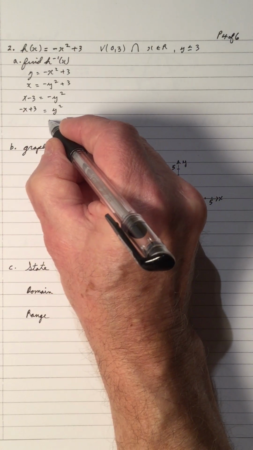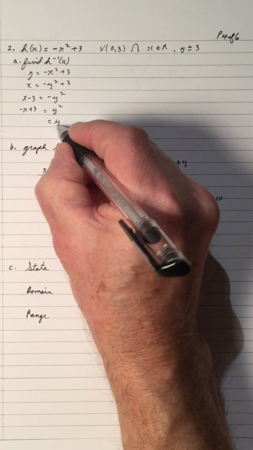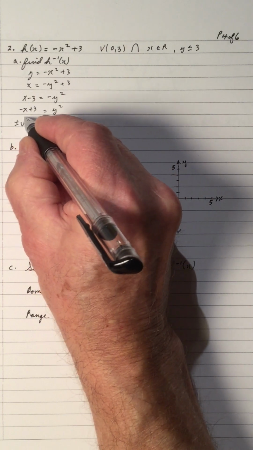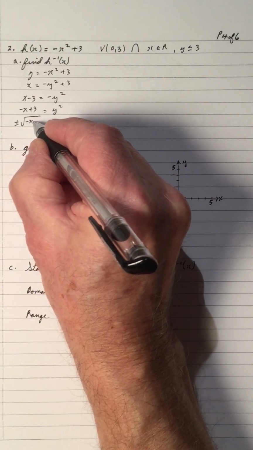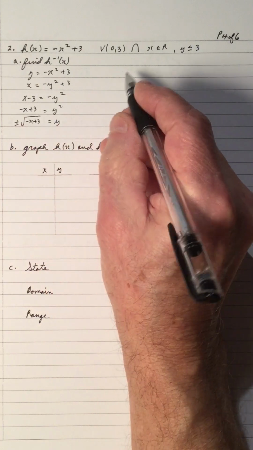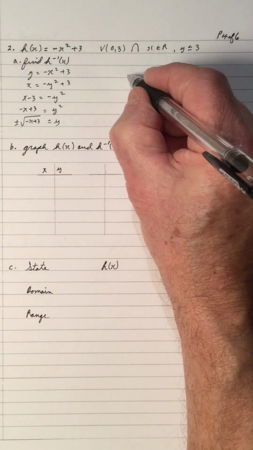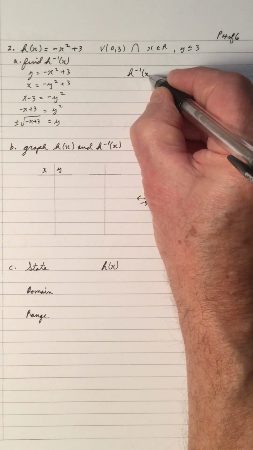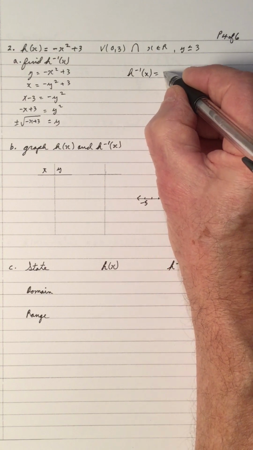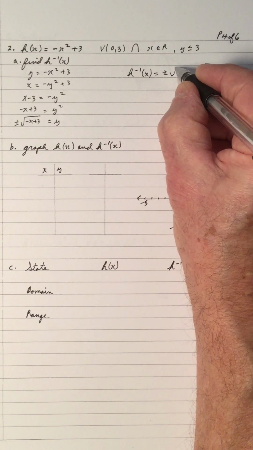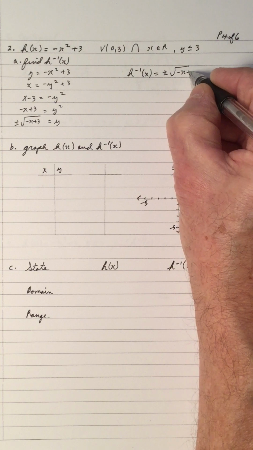And so we take the square root, and the square root of y squared is y. And this is plus or minus the square root of negative x plus 3. And so its inverse is h to the negative 1 of x. The inverse is plus or minus the square root of negative x plus 3.